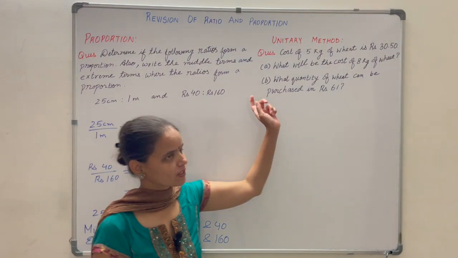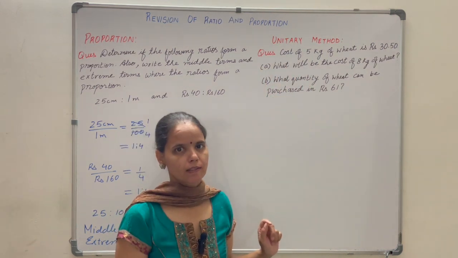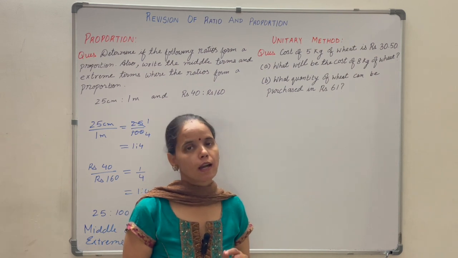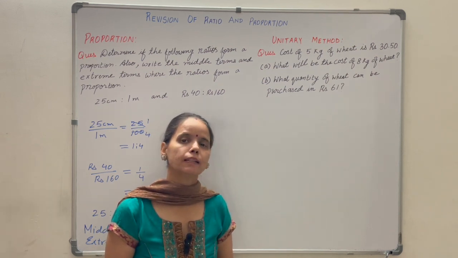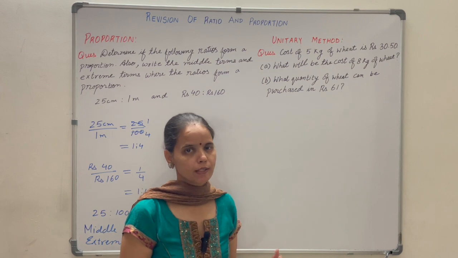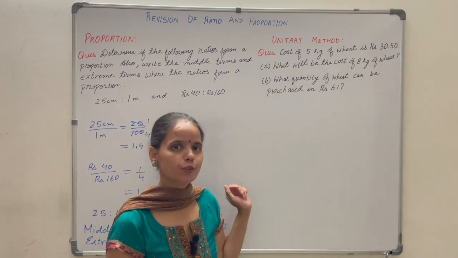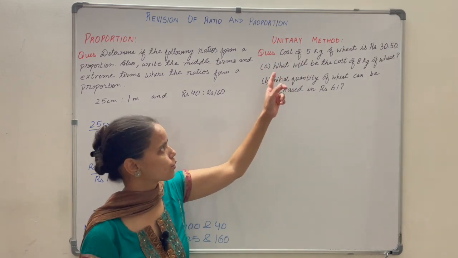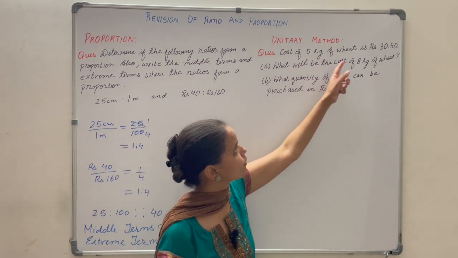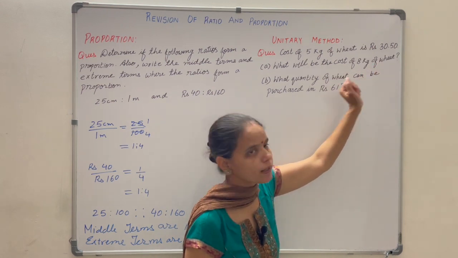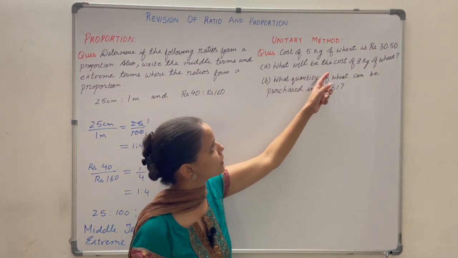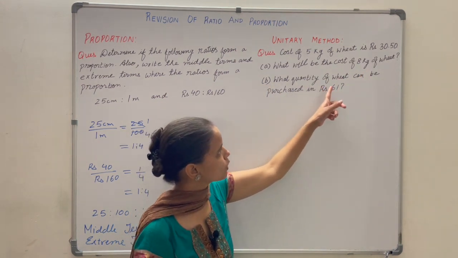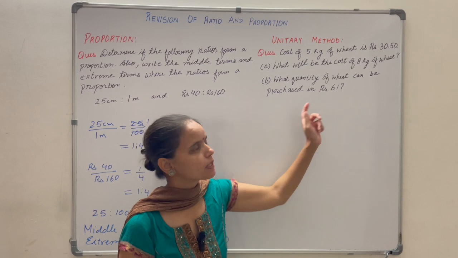Now let us take the concept of the unitary method. As the name suggests, in this method, first you calculate the value for 1 unit and then for the required number of units. That method is called the unitary method. To understand this concept, let us take this question. The cost of 5 kg of wheat is rupees 30.5. What will be the cost of 8 kg of wheat? In part B, what quantity of wheat can be purchased in rupees 61?